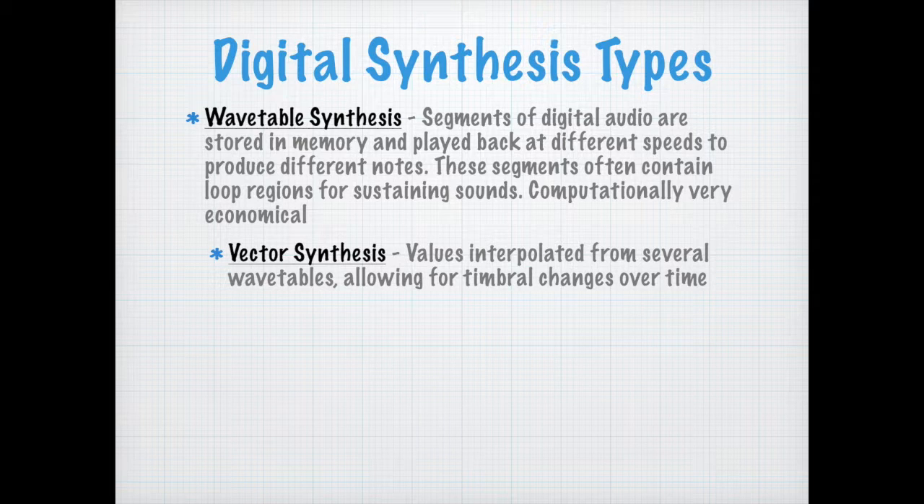So within wavetable synthesis, there's something called vector synthesis. And this is when values are interpolated from several wavetables, allowing for timbral changes over time. So for example, if you had 3 different samples, let's say a piano, a guitar, and a violin, and you wanted to build this sound, you could have those stored in memory, and within a vector synthesis, be able to jump back and forth between the different spots within each of those samples to sort of paste together one single sound that actually changes over the course of the time that you're holding down a note on a keyboard, for example.